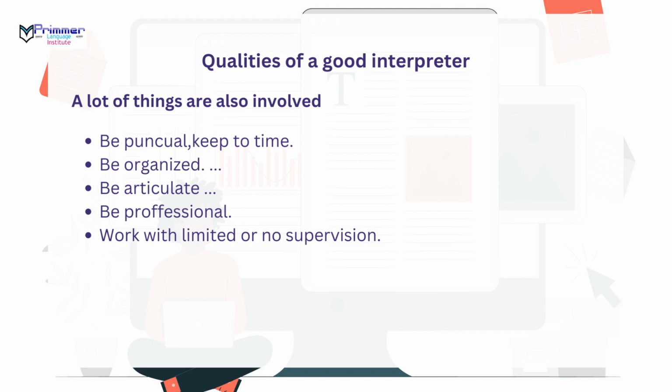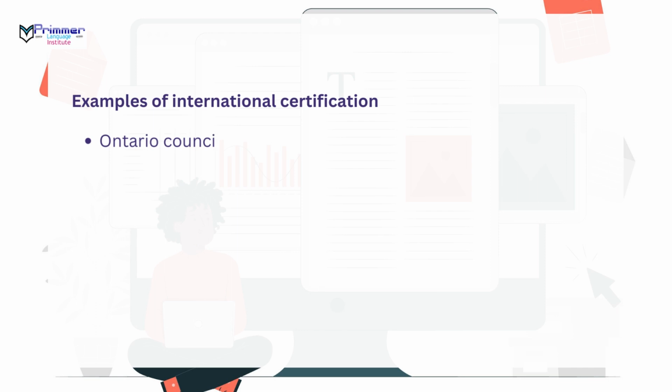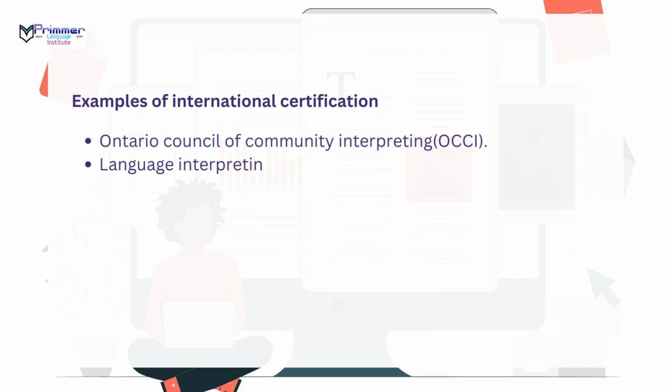Then for you to get to a point where you are employed in an international setting, you would have to get some skills and competence certified by certain bodies. For example, we have the Ontario Council of Community Interpreting, that's OCCI. We have the Language Interpreting Training Program that you can take. We have so many all over the world. You can decide to take some.